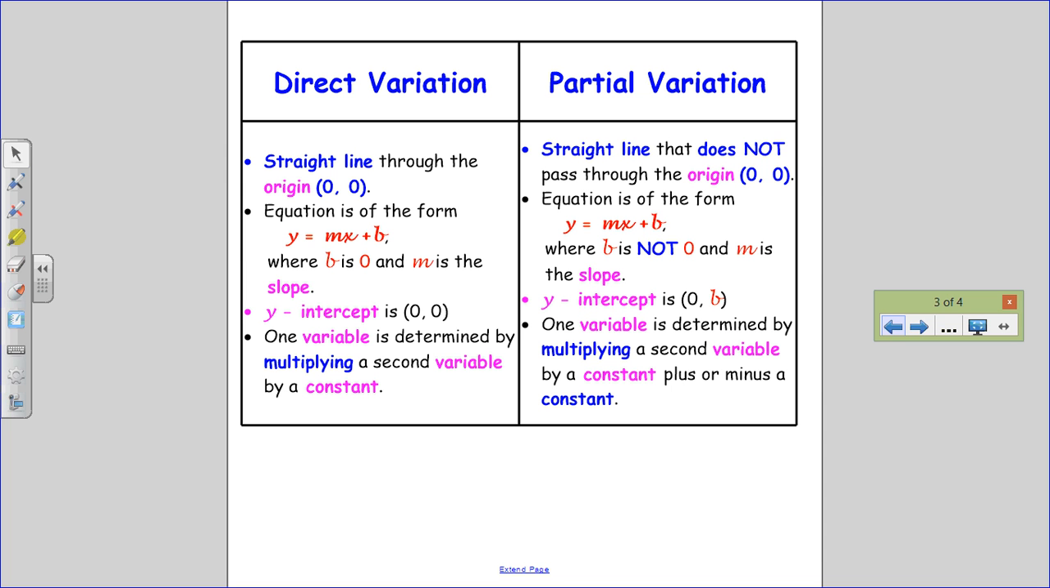In both situations, we can determine one variable by multiplying a second variable by a constant, but for a partial variation, we also have to add or subtract a different constant.